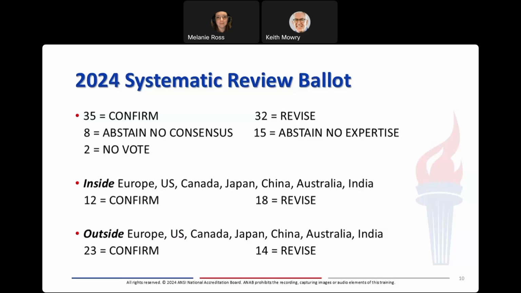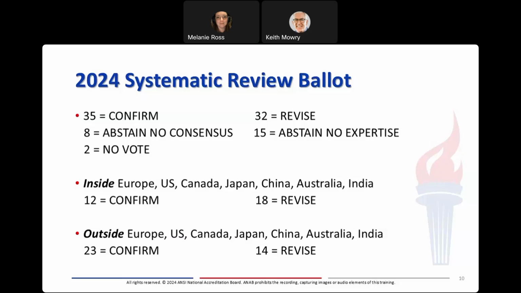But if you look at this voting and break it down into 2 groups, you see 2 very different stories. First, if you look at the group of CASCO member bodies that are within Europe, and I'm talking about Europe as a region here, not the European Union necessarily, there are 26 of those, and you add in the US, Canada, Japan, China, Australia, and India. If you look at all those, you'll find that there were 12 votes to confirm and 18 to revise. So among this group of CASCO member bodies, there was a pretty clear and strong sentiment to revise the document.